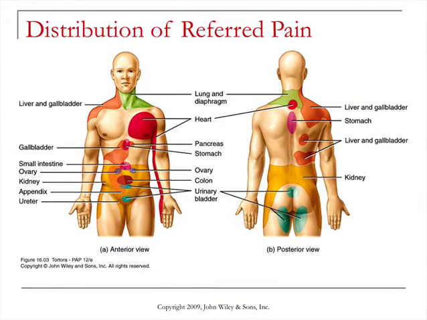This interesting picture shows you a variety of locations where you can feel referred pain. And so what it's saying is that when you have pain on the external surface, it's due to damage that's due to an internal organ. Probably the most common type of referred pain is a pain that someone would feel when they're having a heart attack. They would feel pain in the left chest, but many times they will feel pain down the length of their left arm.